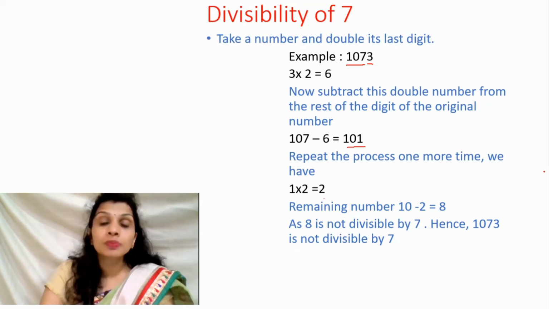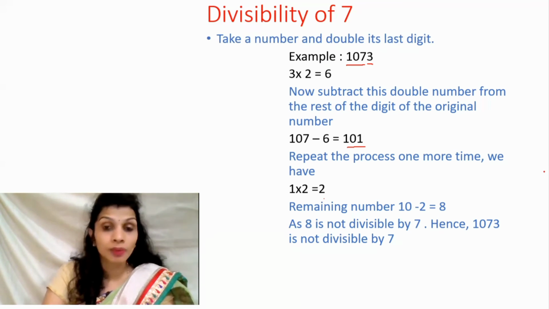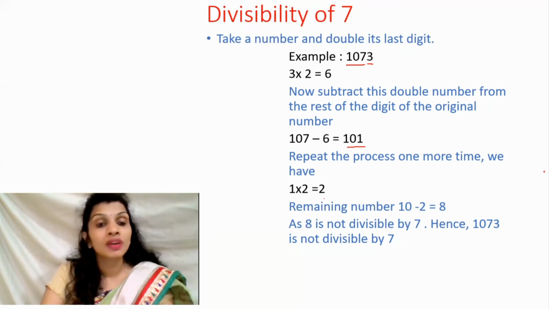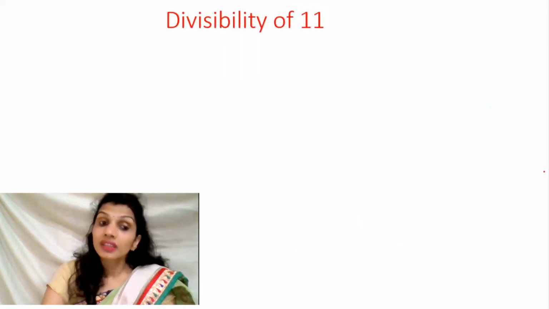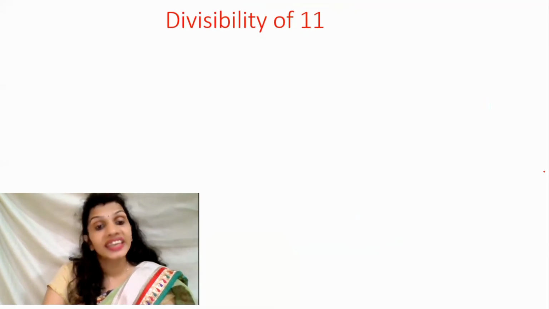We do this process till we get the remainder 0. But here the remainder is left, so the number is not divisible by 7. Now the last divisibility rule is of 11.